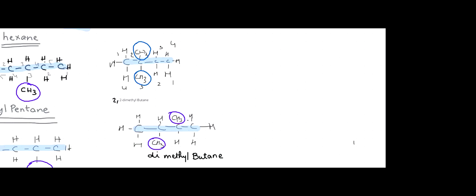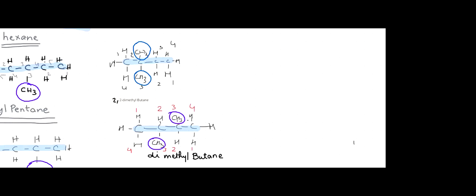Now, when you are numbering it, you are first going to number from the left-hand side and also from the right-hand side. So this becomes 1, 2, 3, 4. And then you'll count from the right-hand side. So this becomes 1, 2, 3, 4. Now, when you are numbering it, remember this.